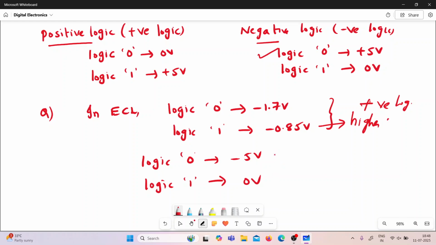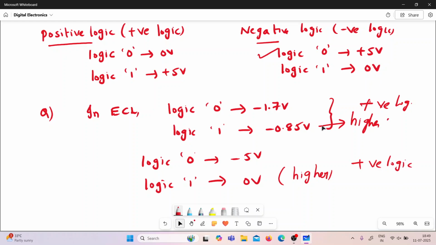Let us solve one more question. Logic 0 is given -5 volts and logic 1 is given 0 volts. What type of logic is it, positive or negative? Let us compare the voltages applied. Logic 1 is given a higher voltage compared to logic 0. So the answer is, the given question is of positive logic.